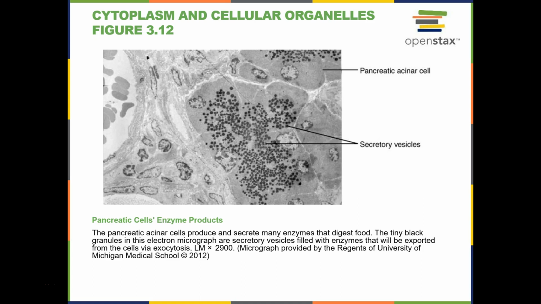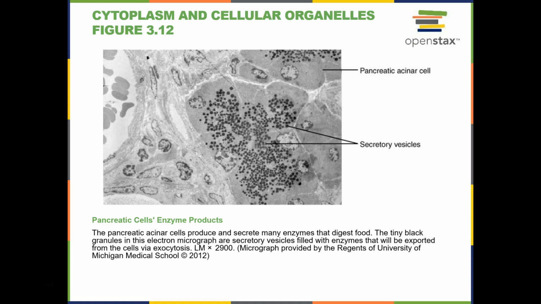So now we can get into the internal structures of the cell. And so we're going to be looking at first the cytoplasm, and we're going to look at the different organelles within the cytoplasm. And then we'll go into the nucleus. All right? This is a figure from your textbook showing pancreatic cells.